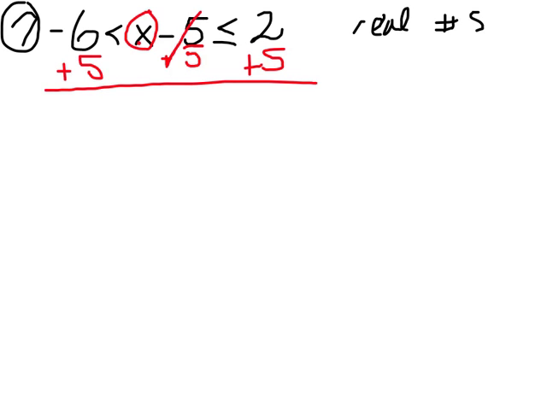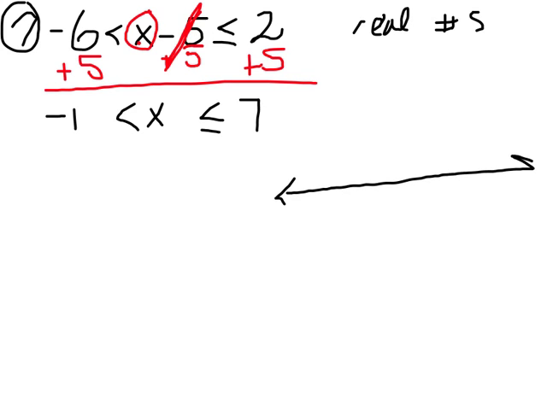So now that adds up to 0, and now I have x minus 0, which is just x. I'm not even going to write the 0 in. And then I just go clean up the other two places. Negative 6 plus 5 is negative 1. 2 plus 5 is 7. And so there's my answer.